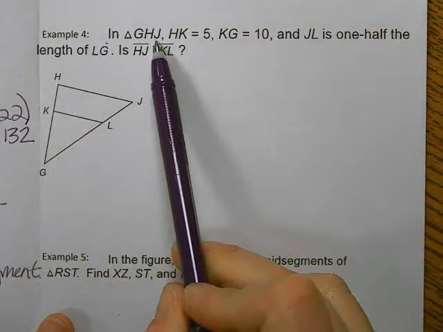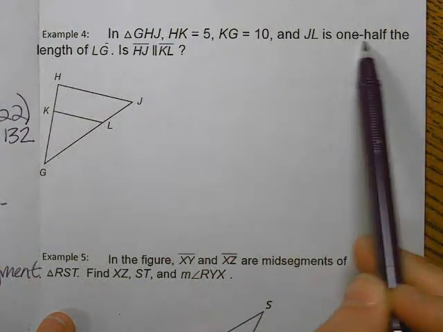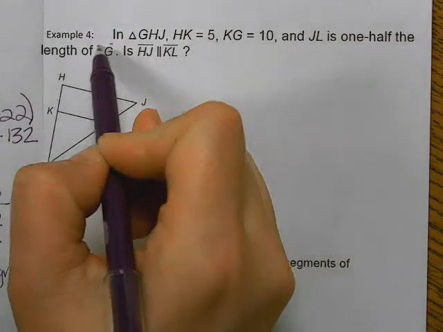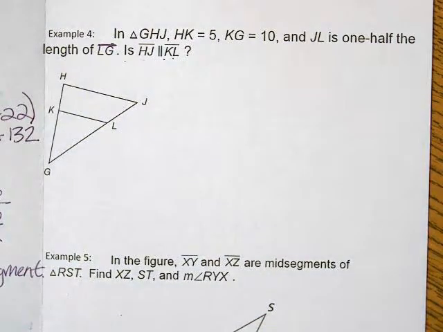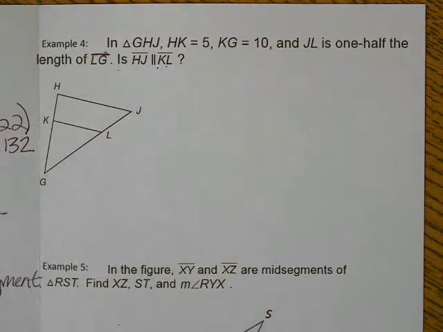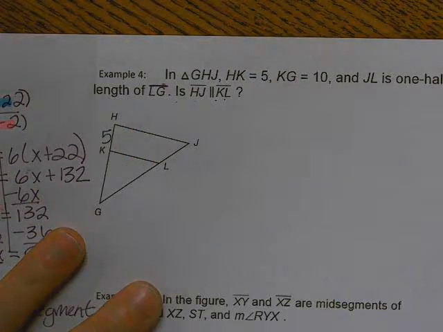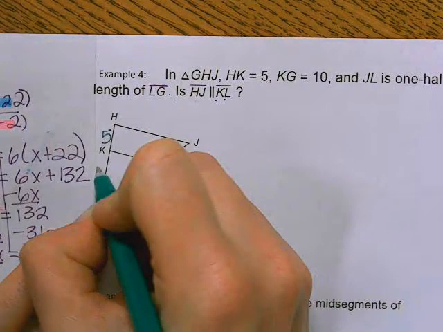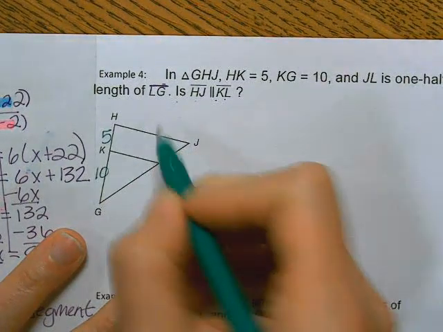In triangle GHJ, HK is equal to 5, KG is equal to 10, and JL is 1/2 the length of LG. Is HJ parallel to KL? So we're trying to figure all of that out. I'm going to use a different color pen because it's kind of bleeding into this purple problem over here, but let's label it. So HK equals 5, KG equals 10, and JL is 1/2 the length of LG.